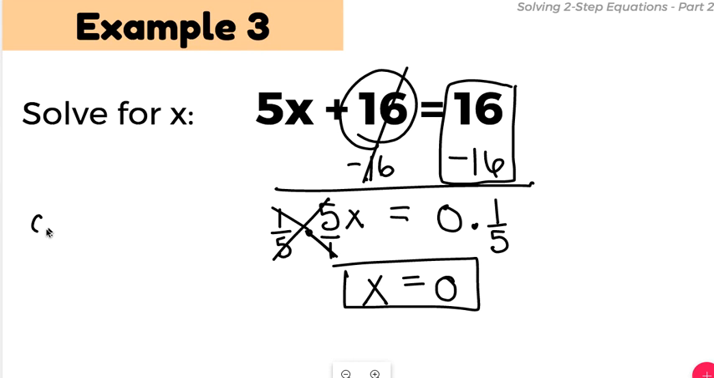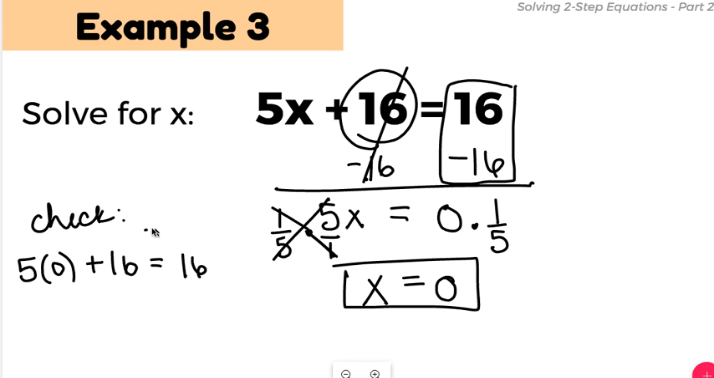Now, this may be a case where you definitely want to check just to be sure, because it's not something you usually see. But do know that x can be 0. There's no rule that it can't be. It's just that a lot of times you don't see it. Follow the order of operations. I get 0 plus 16 does equal 16, so I'm okay.